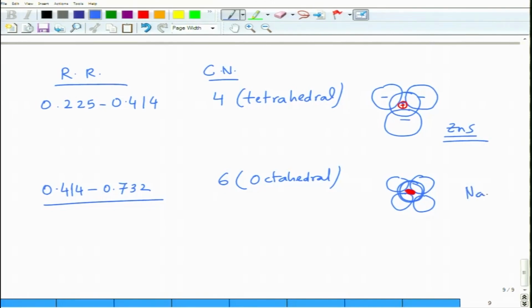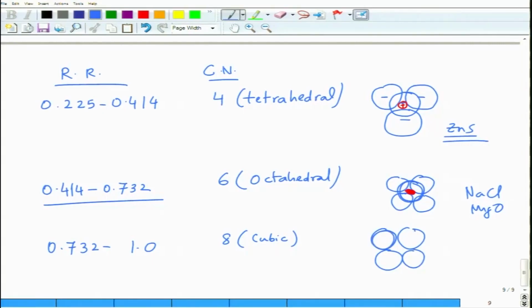So, sodium chloride has octahedral coordination, MgO has octahedral coordination, and so on and so forth. And when your radius ratio is between 0.732 to 1, then the materials tend to follow 8-fold coordination, which is cubic coordination. So, essentially what you are going to have here is you have the first layer of atoms like this, you have the second layer of atoms like this, and between these two layers you will have a cation sitting. So, obviously anions are not exactly touching each other. So, this is followed by things like cesium chloride.